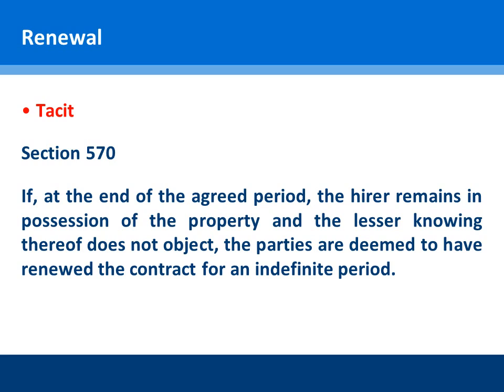Renewal may be tacit. For example, suppose that I rent your house for a period of 1 year. After 1 year, I still pay the rent and you still accept my money. In this case, this means that we have renewed our contract for an indefinite period of time. This is tacit renewal. Renewal may also be express if we, for example, sign a new contract for 1 additional year.